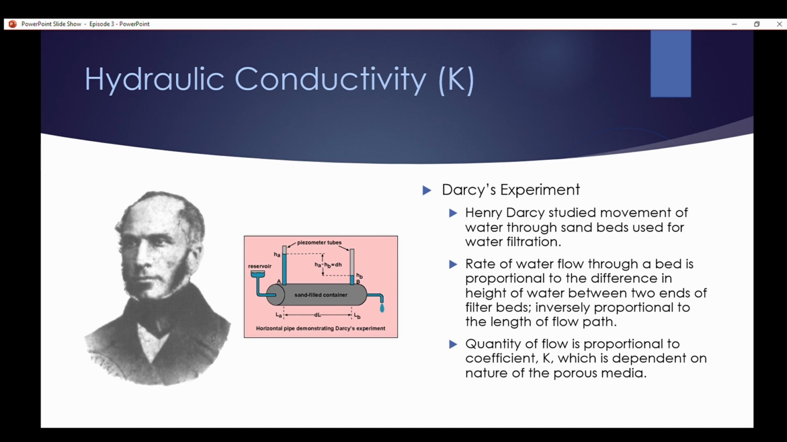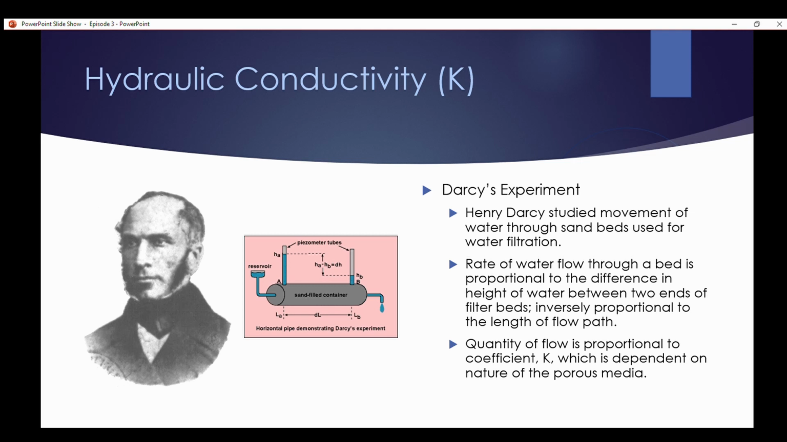So Darcy's experiment. Henry Darcy studied the movement of water through sand beds used for water filtration, and that's actually an old school way of kind of remediating used water. Send it through sand, and it will kind of help clean up water. And then the rate of the water flow through a bed is proportional to the difference in height of water between the two ends of the filter beds, which is the hydraulic heads, and the difference between those two is dH. And then it's inversely proportional to the length of the flow path.